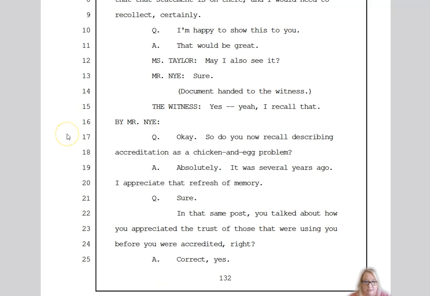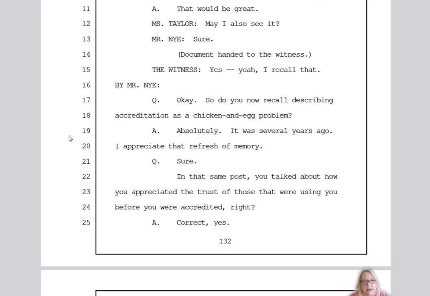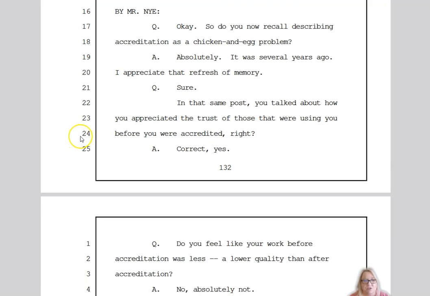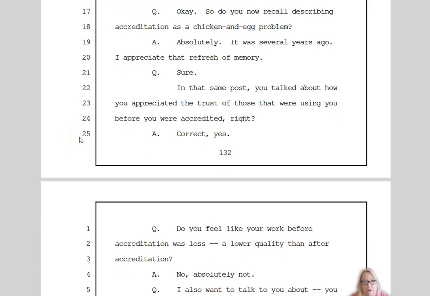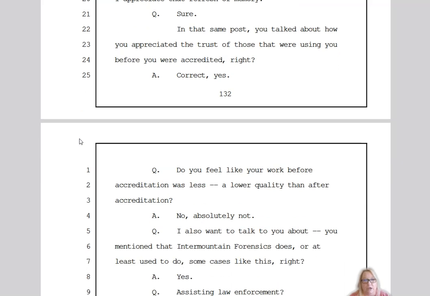So he shows it to the defense attorney. He said, okay, yeah, I remember it. So he says, yeah, it was several years ago. And the state is asking, in that same post, you talked about how you appreciated the trust of those that were using you. Ding, ding, ding. Before you were accredited.